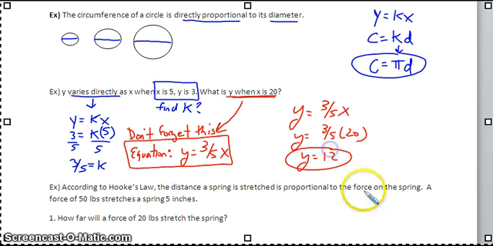So I really have two answers for this. I have the equation that shows how x and y are related to each other, and then I have the actual value of y when I knew what x was.